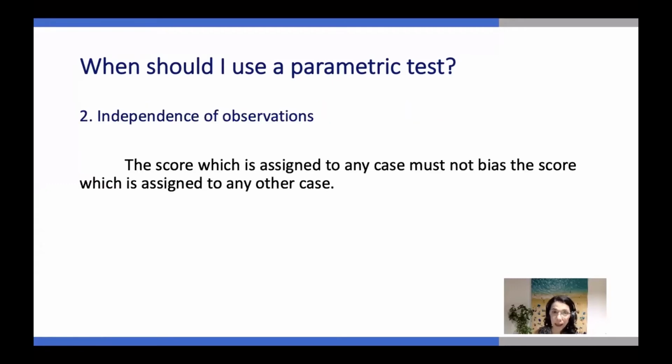And finally, the independence of observations. What does this mean? So when the observations are independent, the score which is assigned to any case must not bias the score which is assigned to any other case.